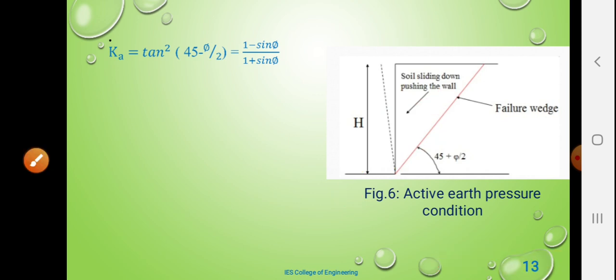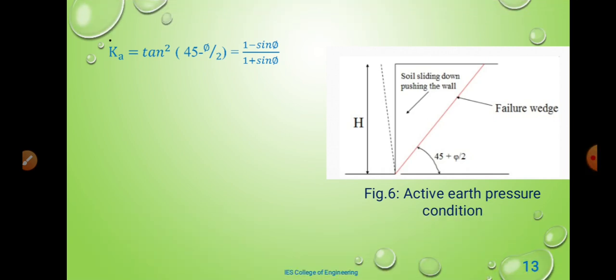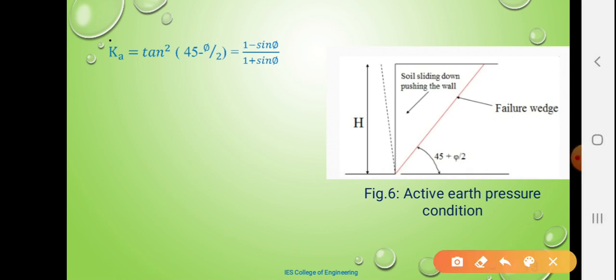The expression for coefficient of active earth pressure Ka equals tan square of 45 minus phi by 2, equal to 1 minus sin phi by 1 plus sin phi. When the wall moves away from the soil, the soil will always have a tendency to move along with the wall, so a failure of soil occurs. This is the failure wedge, and in the active case this failure wedge makes an angle of 45 plus phi by 2 with the horizontal.